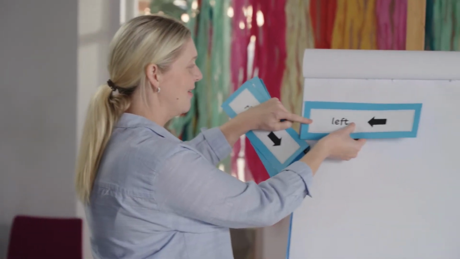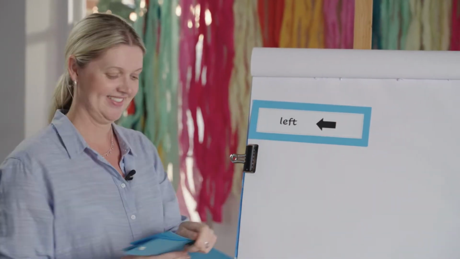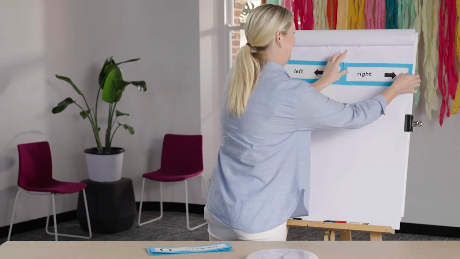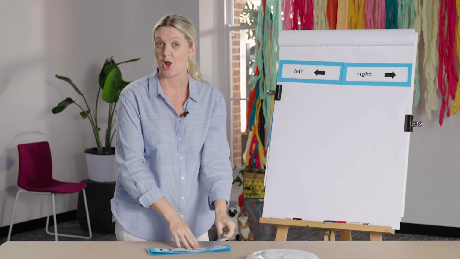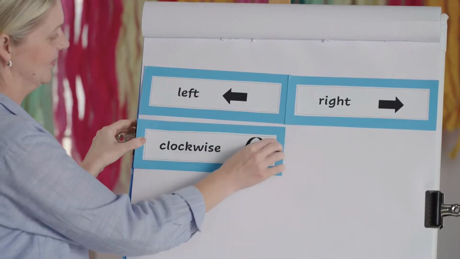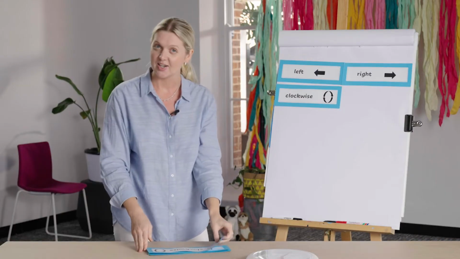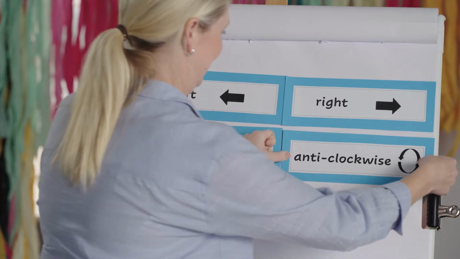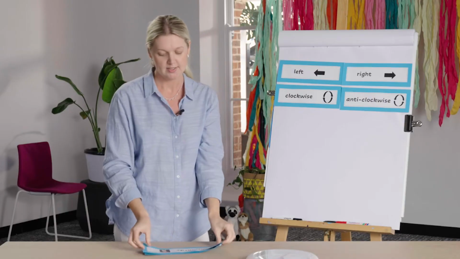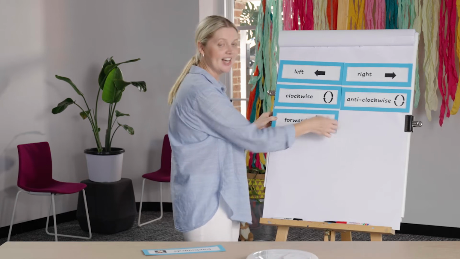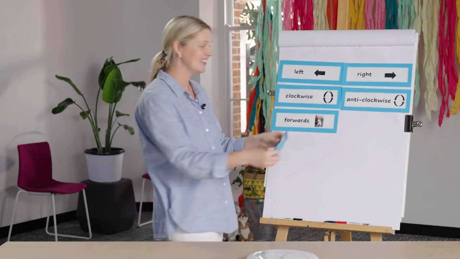Let's put them on the board. Left, right, clockwise, remember the same way as the clock. Anti-clockwise, the opposite way. Forwards. And the last word is backwards.